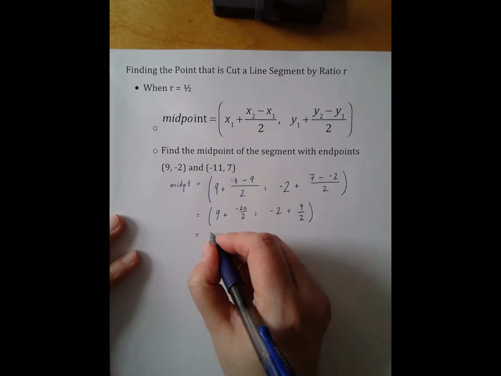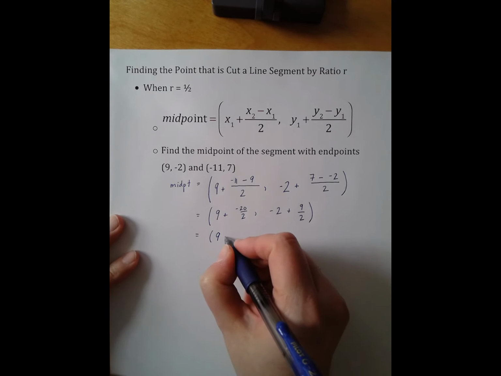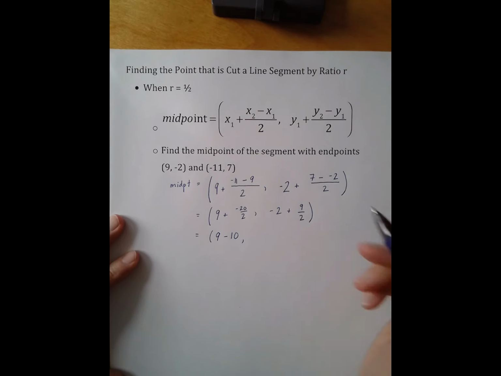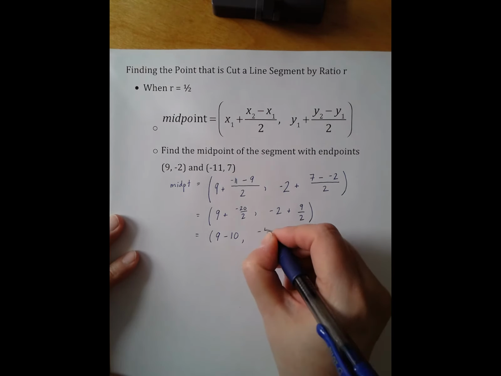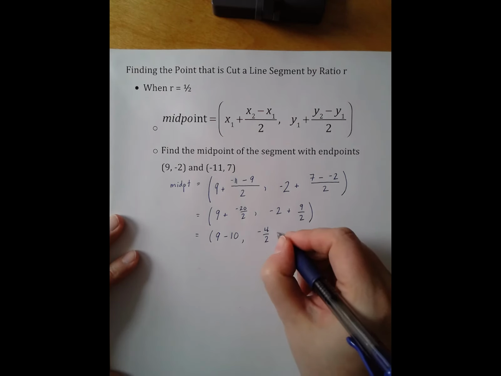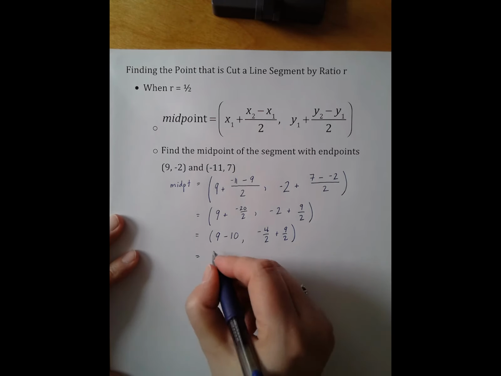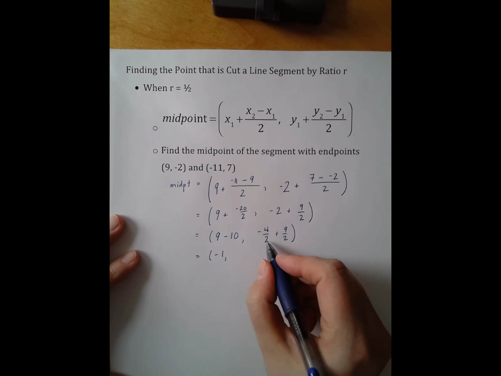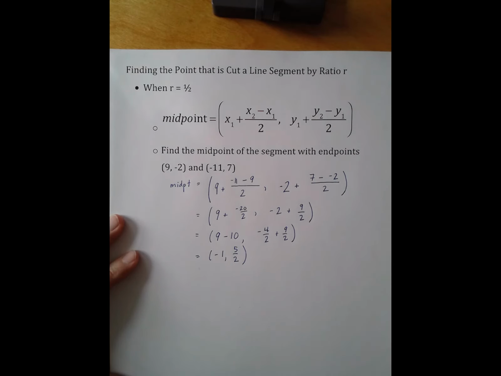In my x-coordinate, I can simplify -20 over 2 to be -10. In my y-coordinate, I'm going to need to find a common denominator, which is 2. So I can rewrite -2 as -4 over 2 plus 9 over 2. And then my last step will be to simplify. So 9 minus 10 and -4 over 2 plus 9 over 2.